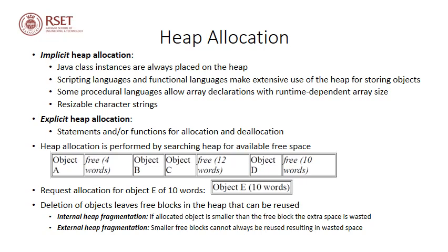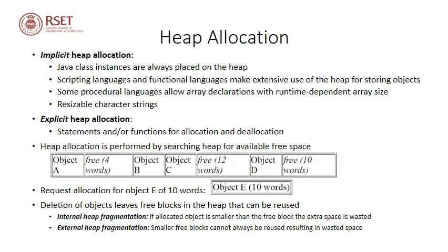Heap allocation is performed by searching the heap for available free space. Here is an example heap in which the first block is allocated to object A. The second block is free. We have 4 free words there. Then object B is occupying some space. Object C is occupying some space. We have a free 12 words block there. After that we have object D occupying some space, and then again we have 10 free words.